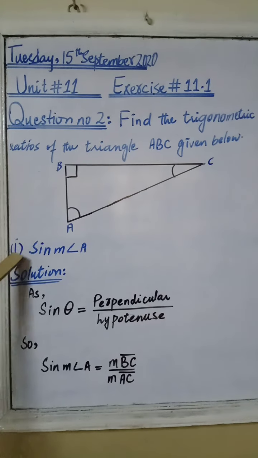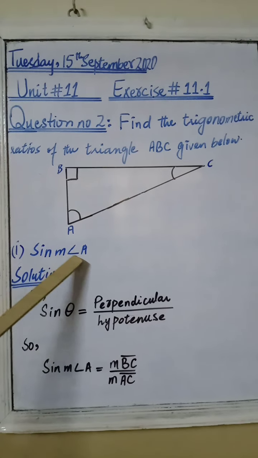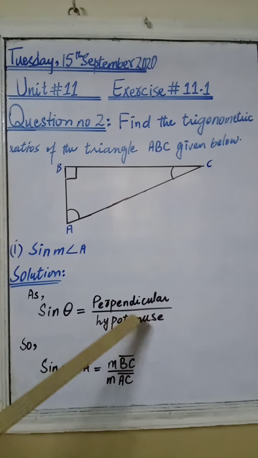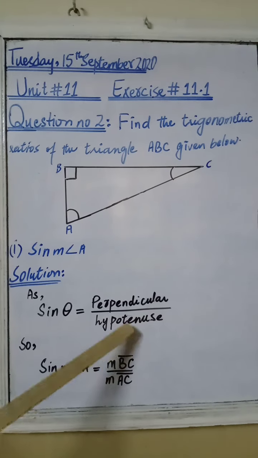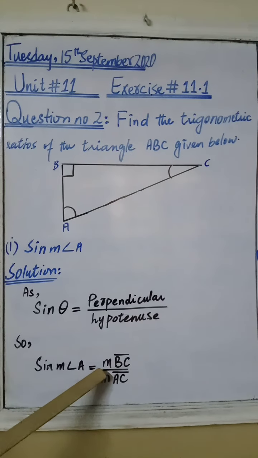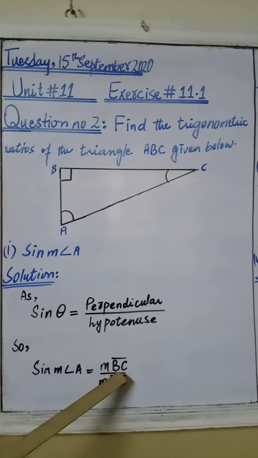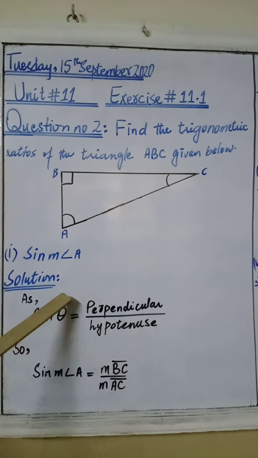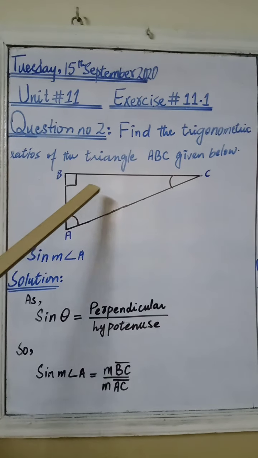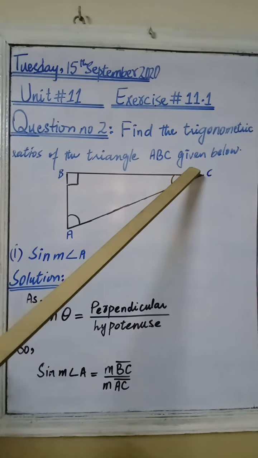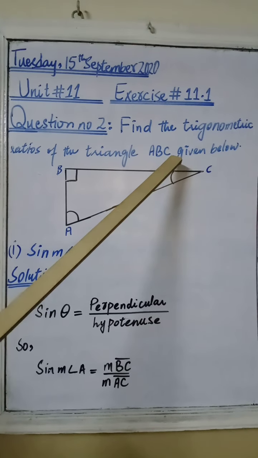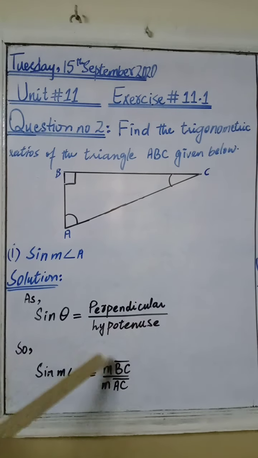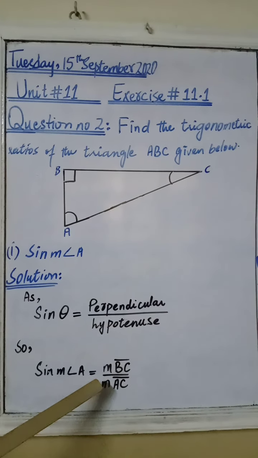So part 1, sin angle A. As sin theta is equal to perpendicular over hypotenuse, so sin angle A is equal to BC over AC. So why here BC over AC? Because for angle A the perpendicular is equal to BC and the hypotenuse is AC. So BC over AC is the sin angle A ratio.